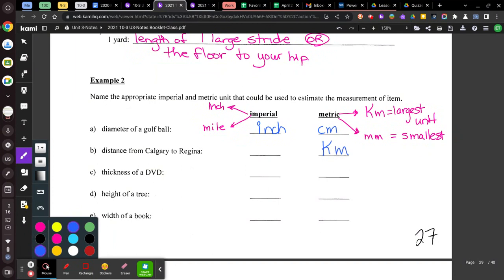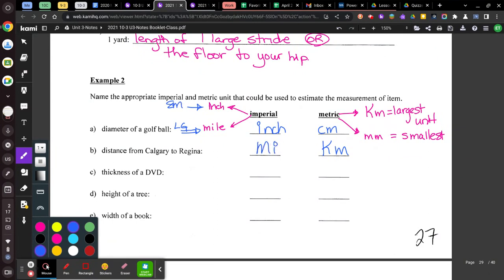And what's the large distance on the other one? Miles. Okay, miles is the largest, inches is the smallest. So here we would have MI for miles.